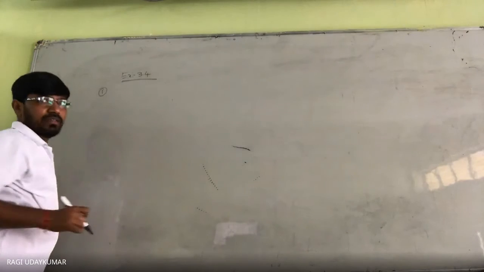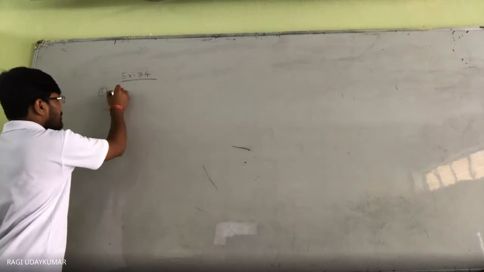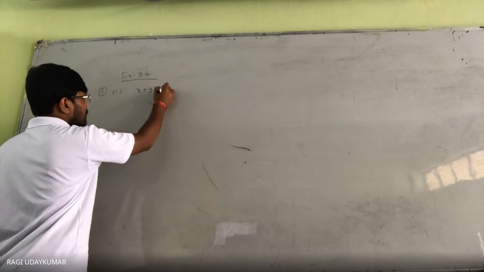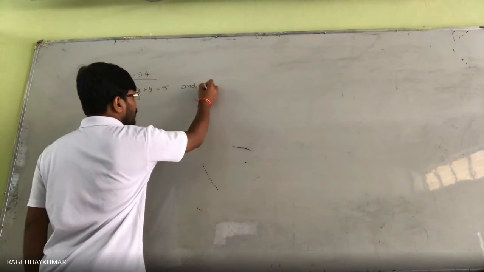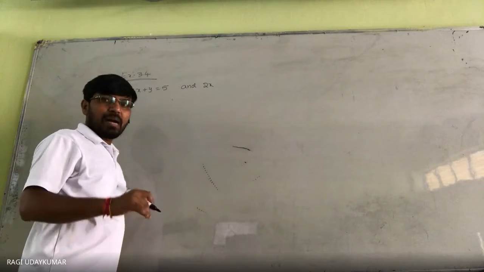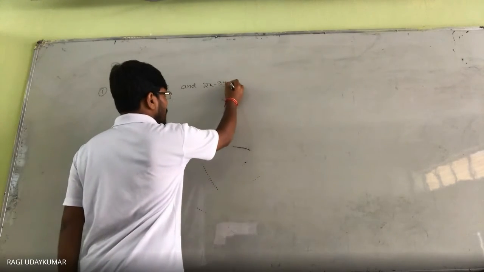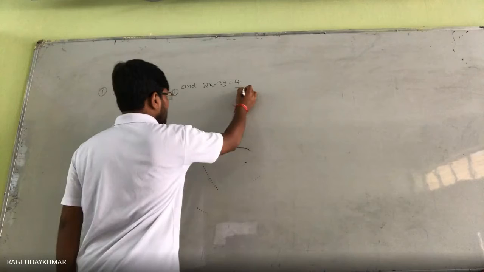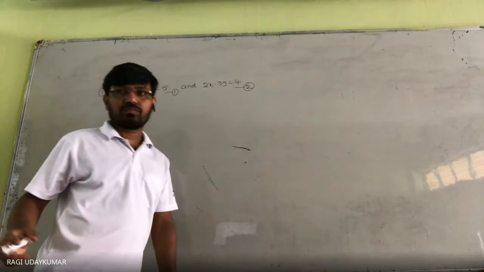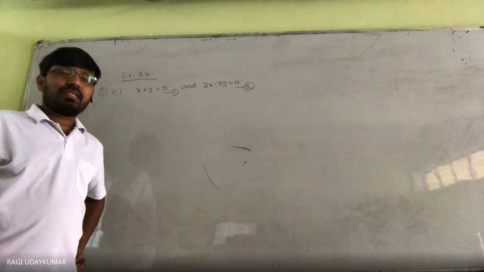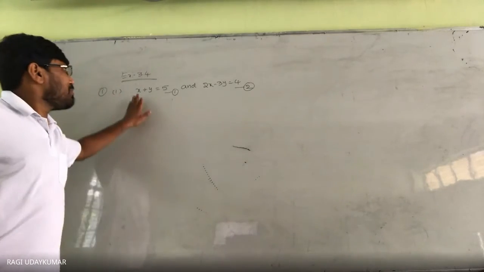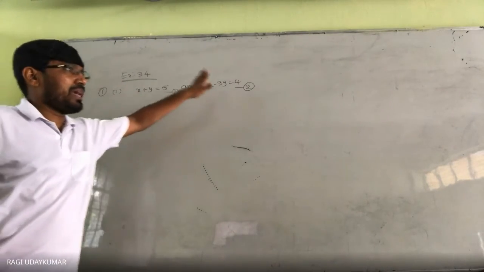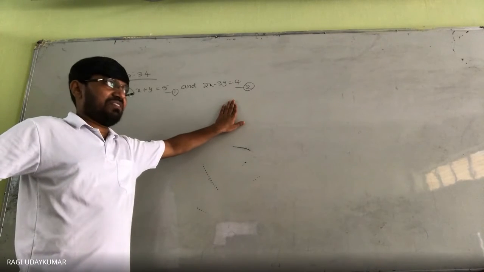In exercise 3.4, the first problem: x plus y is equal to 5 and 2x minus 3y is equal to 4. This is the first equation, this is the second equation. Equation 1 can be multiplied by 2 and subtracted from the second equation. This is one way.